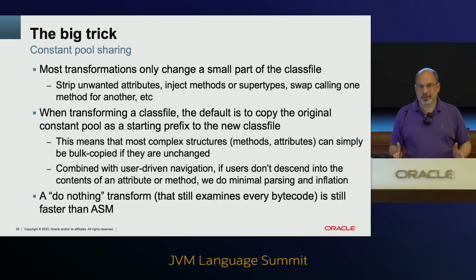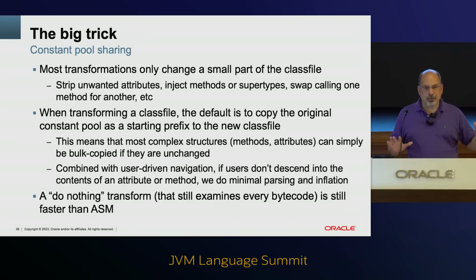So most transformations, at least in my experience, of which I've written many, only change small parts of the class file. You're looking through the class file and you're going to inject a bytecode, like a logging statement here or there, or you're going to inject a method here, or you're going to delete a method there, or whatever. And for the most part, there are big chunks of the class file that are left unchanged. So we optimized for that case.